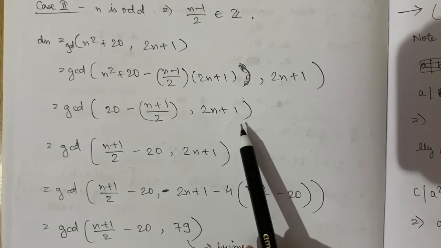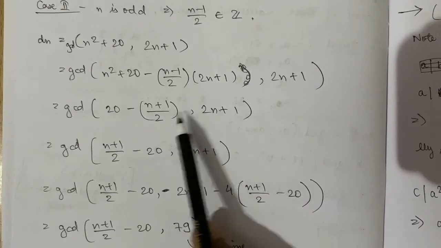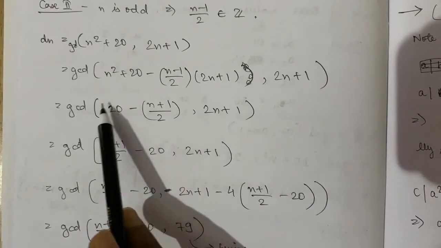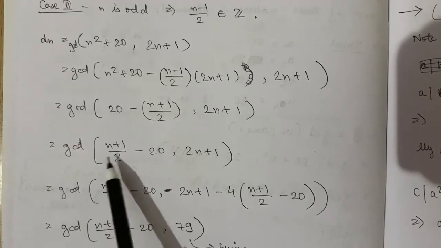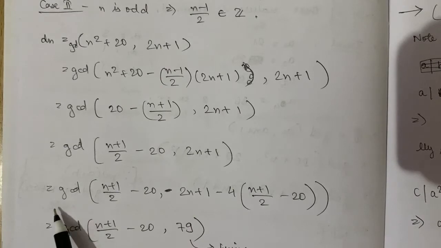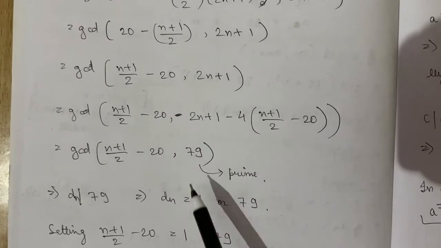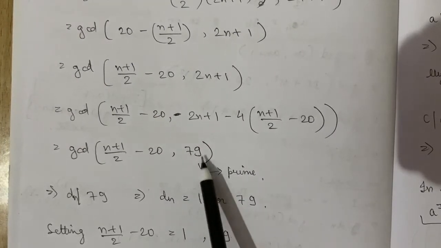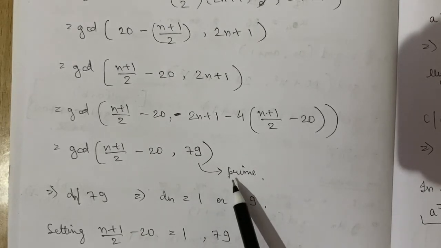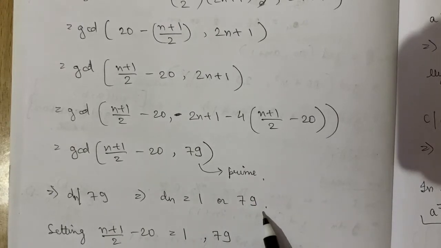and 2n plus 1. So again I can multiply this by 4 and then subtract from this to get rid of the 2n term. So first multiply this by minus 1. So I get GCD of n plus 1 by 2 minus 20 and 2n plus 1. And if I subtract 4 times this from this equation, I am left with 79 here, and 79 is the constant term. And 79 is prime also. So Dn divides 79 and the two factors are 1 and 79.